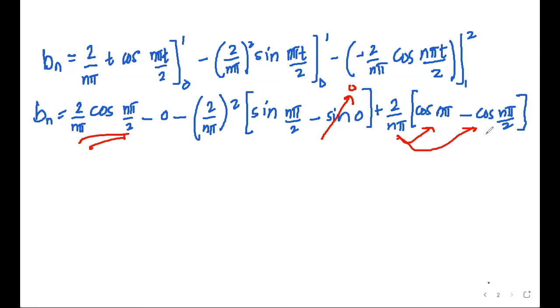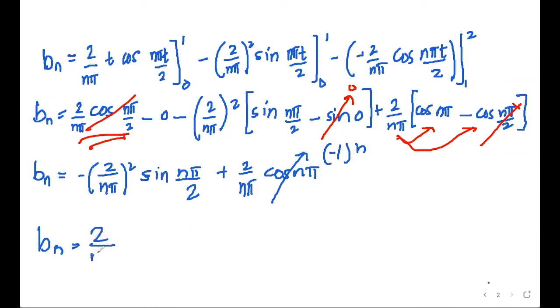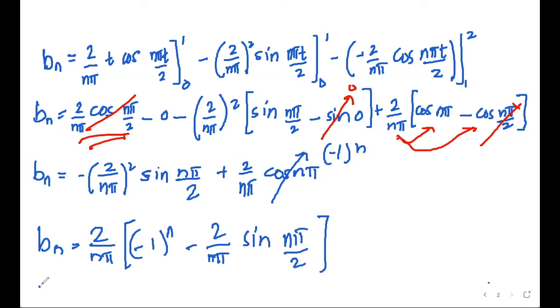Distribute 2 over n pi, we can cancel the first term and the last term because they have unlike signs. So b sub n therefore is equal to negative of 2 over n pi squared times sine of n pi over 2, plus 2 over n pi cosine of n pi. Since we already determined cosine of n pi equal to negative 1 raised to n, we can replace by that value. Our b sub n, factoring out 2 over n pi, will result to this equivalent.